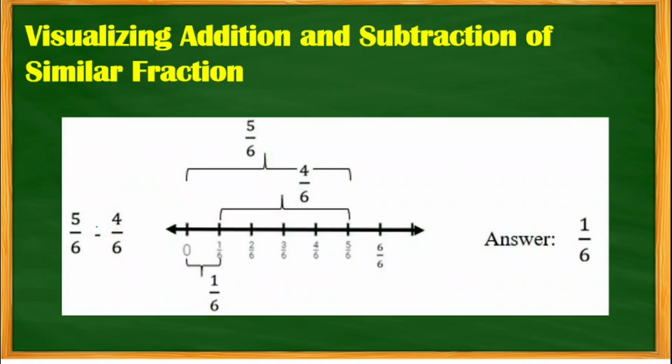Now, using our number line, 5/6 minus 4/6. Again, we have a number line. This time we have 6 equal parts. We have 0, 1/6, 2/6, 3/6, 4/6, 5/6, and 6/6. Now, let's move 5/6 first: 1, 2, 3, 4, 5. So this would be 5/6. Now, we're going to move back because we're going to use subtraction. We are going to move 4/6: 1, 2, 3, 4. Now, the final answer would be 1/6. Okay, so that would be the answer.